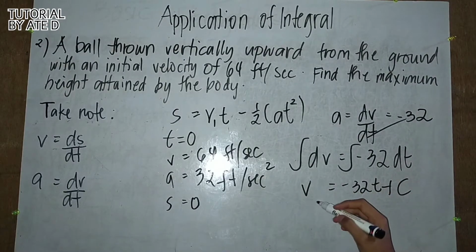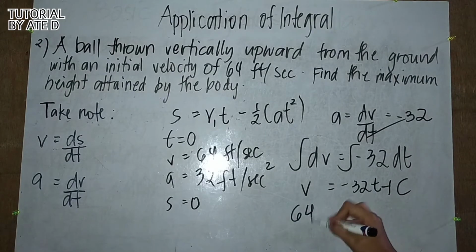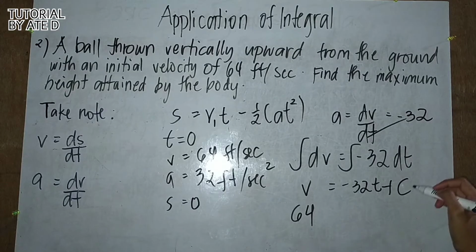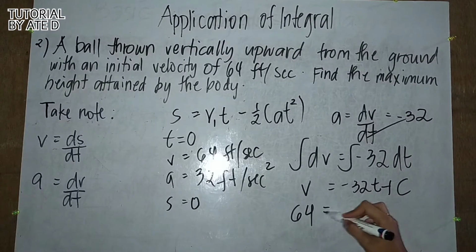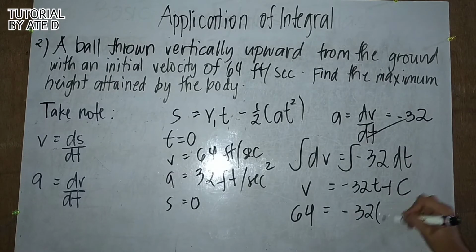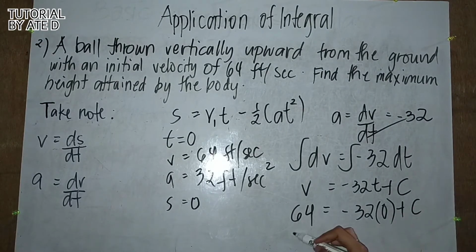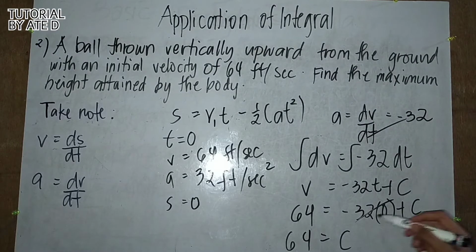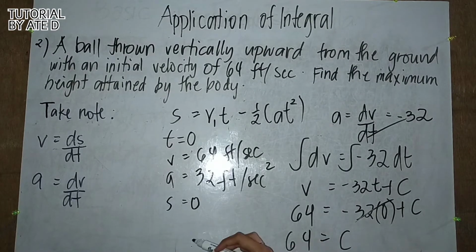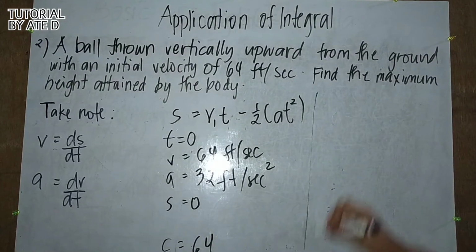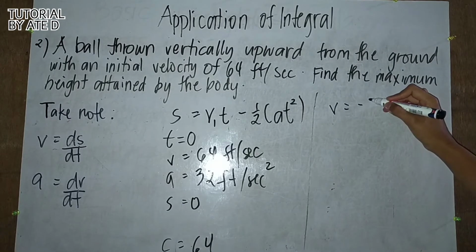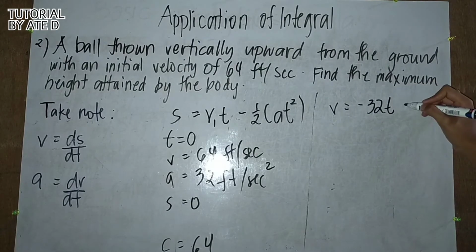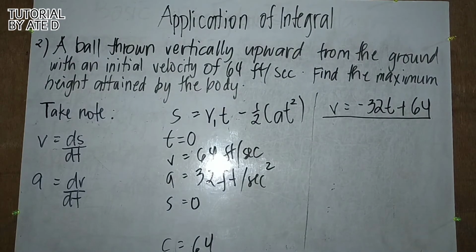Ipa-plug in natin yung value ng v, which is 64, para makuha kung ano itong value ng c. So, 64 is equal to negative 32(0) plus c. So, 64 is equal to c. So, ang value ng c is 64 here. So, ito na yung magiging equation. v is equal to negative 32t plus 64. So, let us proceed naman sa velocity.